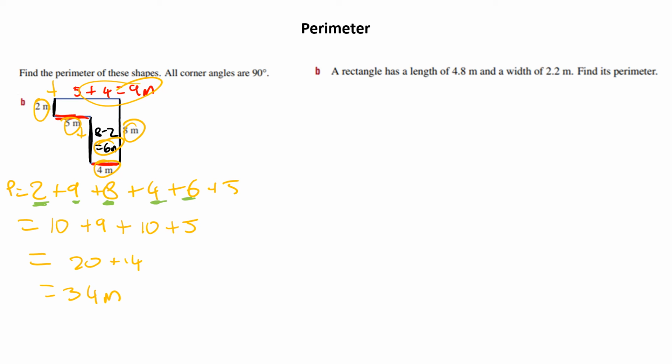Okay. This last one: a rectangle has a length of 4.8 meters and a width of 2.2. So in a case like this, it's asking you to draw it out and work it from that. So a rectangle, so it means those are the same, that is the same, and we've seen this before. If that's 4.8 meters, that means that's 4.8 meters. If this is 2.2 meters, that means that's 2.2 meters.